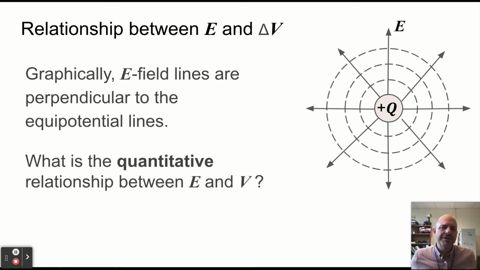So there's a little bit more to say about this: the electric field and the potential or potential difference. We know that the electric field lines and the lines of equipotential must be aligned perpendicular to each other. So with a spherical or radial symmetry here for our electric field lines, we're going to get a bunch of circles in 2 dimensions or spheres in 3. So that's the qualitative relationship, graphically, what's going on visually.